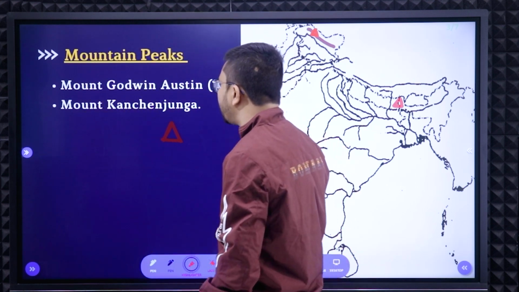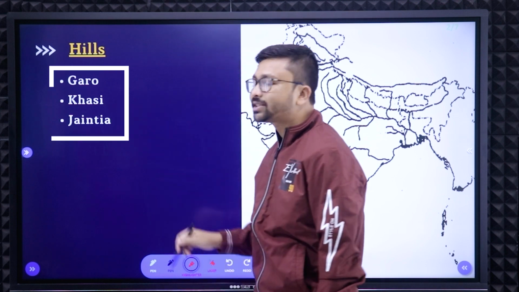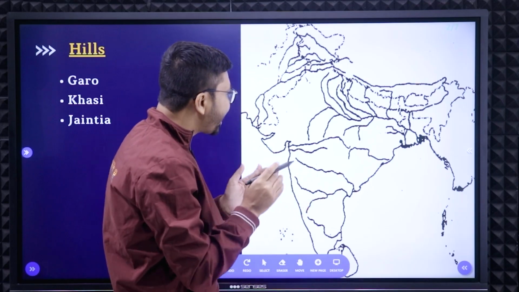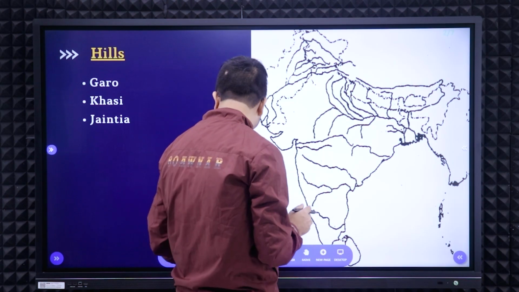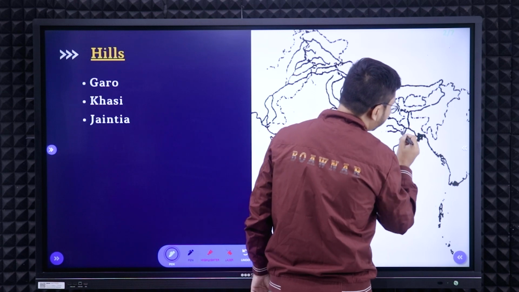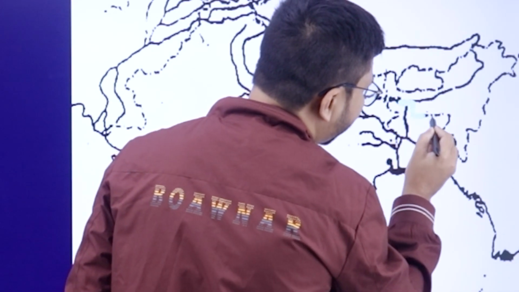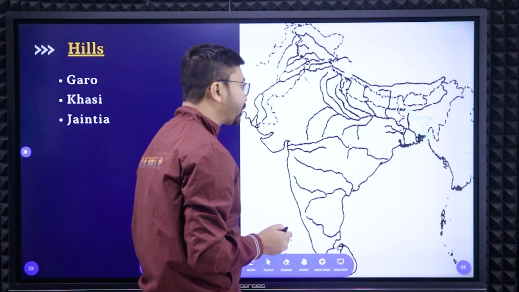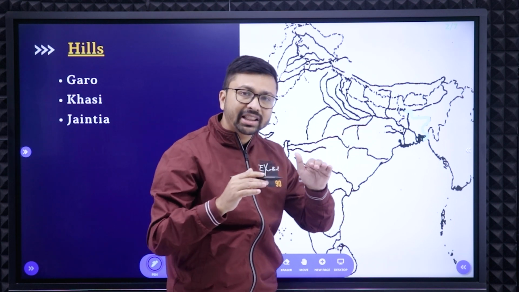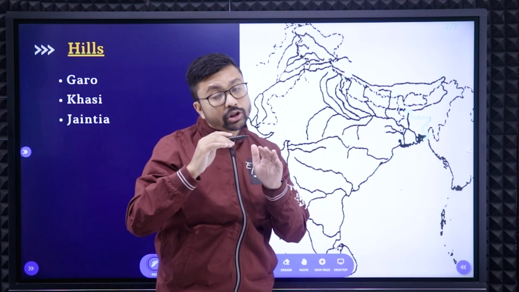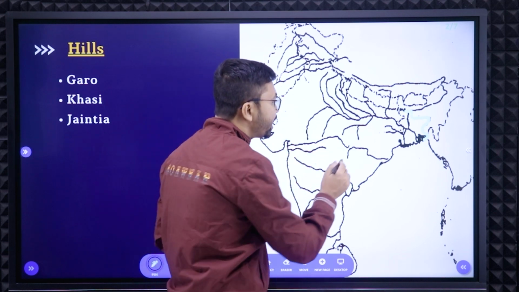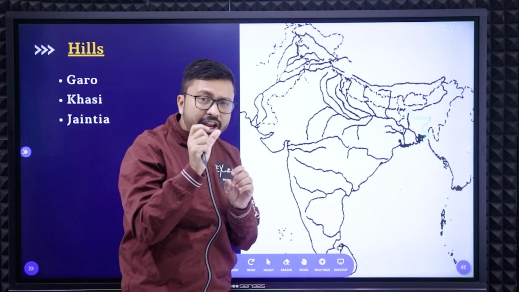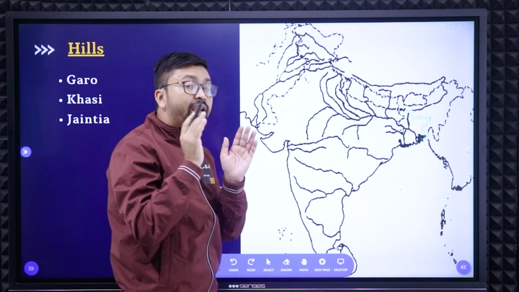Remember, according to your syllabus, you have to do three hills: Garo, Khasi and Jaintia. They are very easy to remember. Why? Again, you need to remember another political boundary, that is Bangladesh and India. Here this one is the Bangladesh portion, and this one is India. Above that is the Brahmaputra river. In between the Bangladesh boundary and the Brahmaputra river, you can see an almost straight line in the blank map. Above that portion, in between that place only, you need to mark three hills.